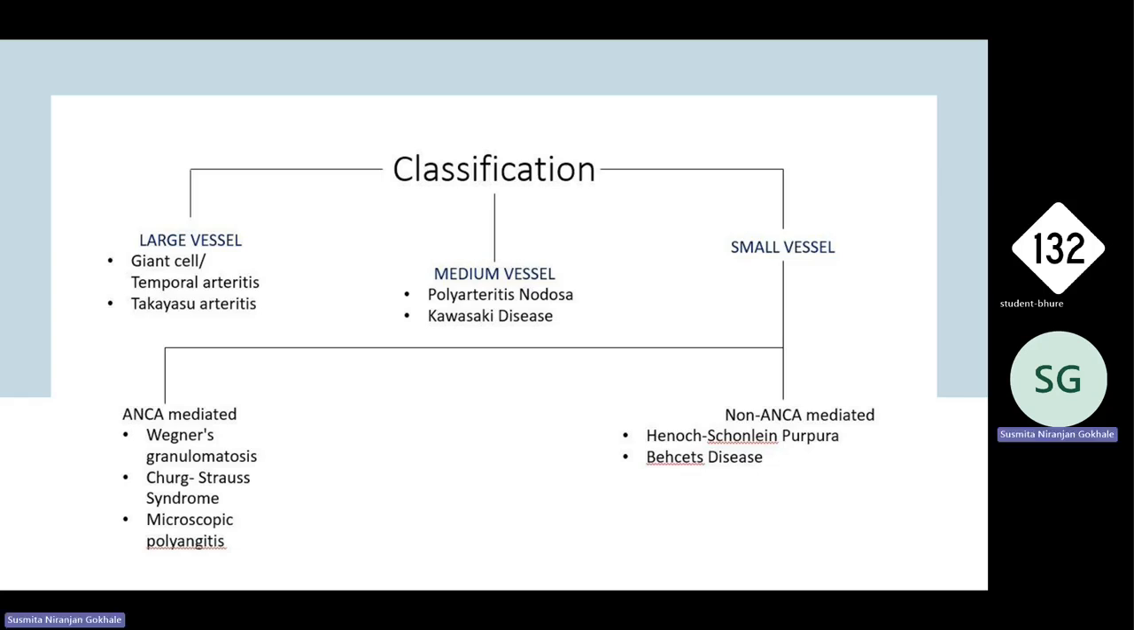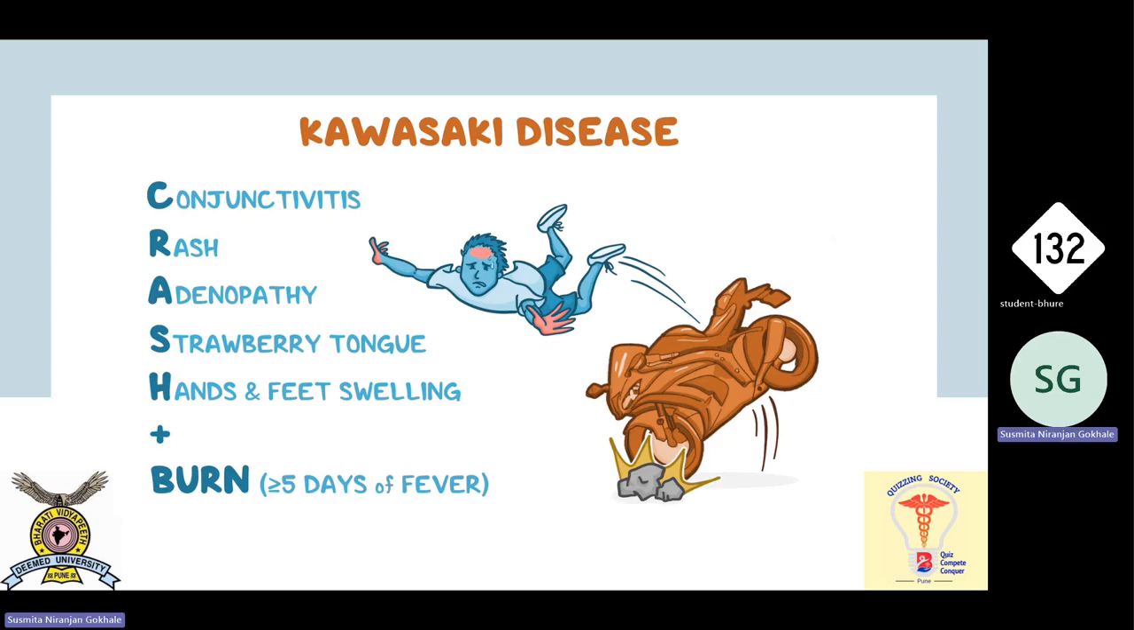Coming back to the classification, we have now studied the vasculitis that affects the large vessels, which includes temporal arteritis and Takayasu arteritis. Now we'll look at the arteritis that affects the medium vessels. Firstly, we have Kawasaki disease. Again, as the name suggests, it was first discovered in the Japanese population. Now it can also be found in the American population.